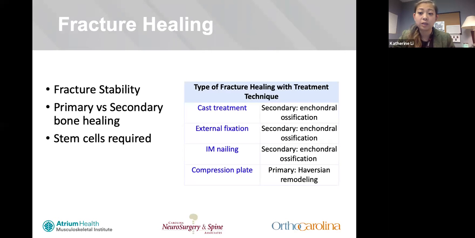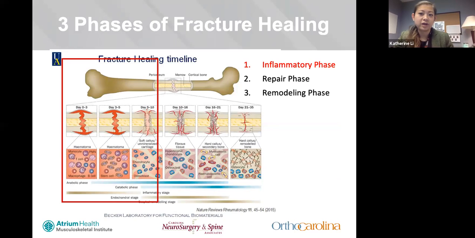Secondary bone healing occurs via endochondral healing and a systemic response. And of course, bone healing can occur through a combination of both, but endosteal and periosteal blood supply has to be available for stem cells to get to the site. The three phases of fracture healing start with the inflammatory phase. During this phase, the hematoma forms and is the source of stem cells and growth factors.